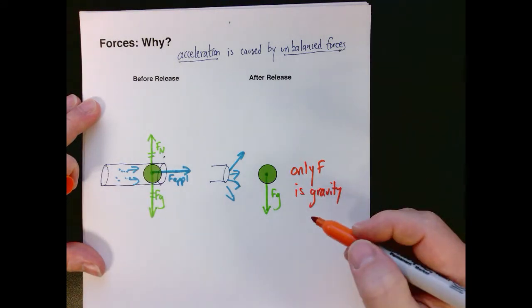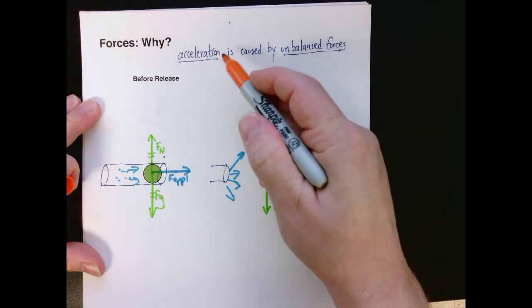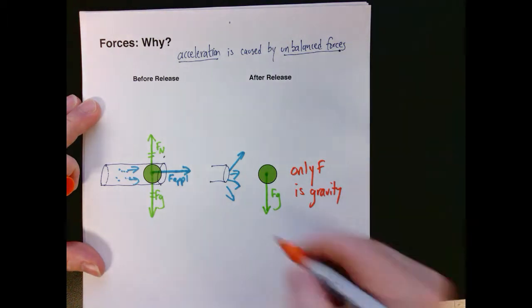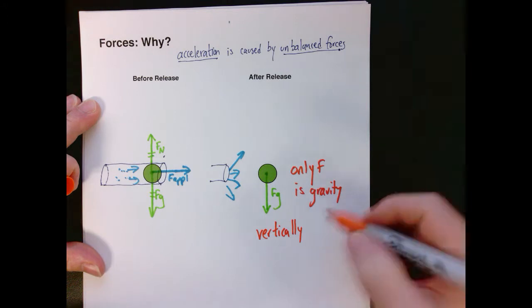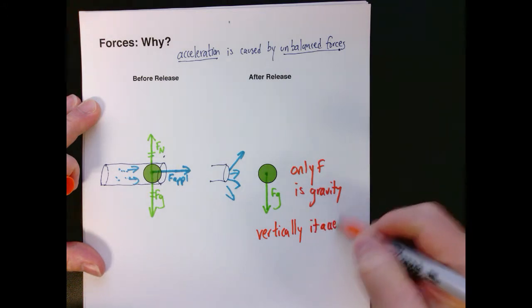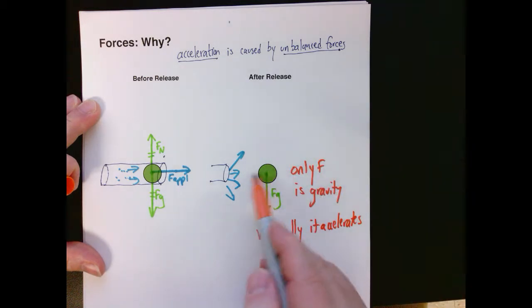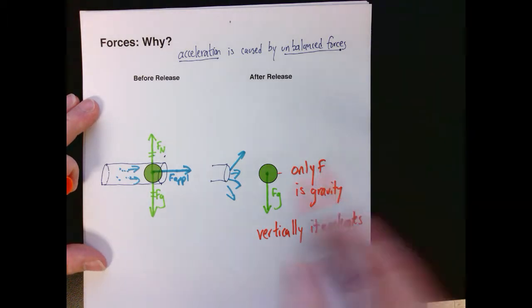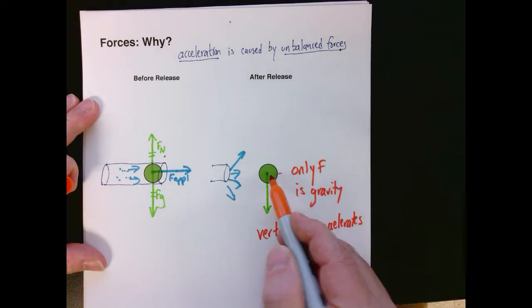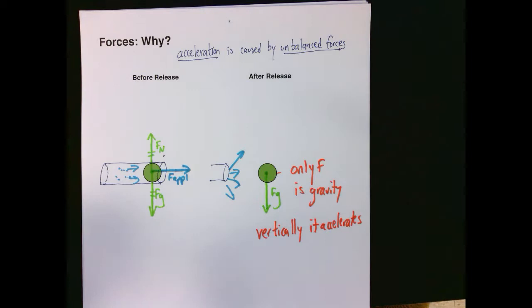So what that means is that this gravity force is unbalanced. That means it will accelerate vertically. But if you notice, horizontally, there are no forces. None at all. So those forces, this non-force and this non-force, are balanced. So if it's a balanced force, then there is no acceleration.